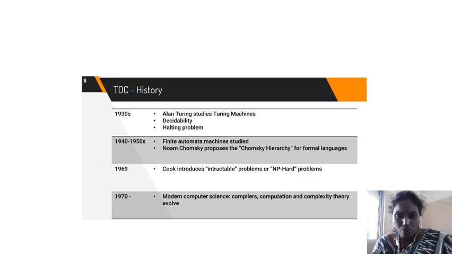The history of TOC: in the 1930s, the Turing machine, decidability, and the halting problem were found. In the 40s and 50s, the finite automata machine was found, and in 1969 the intractable problems, that is NP-hard problems, were introduced. In 1970, compilers evolved, and computational complexity theory evolved.